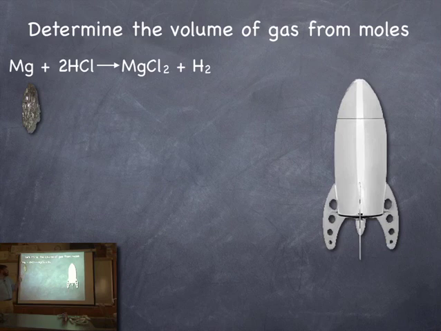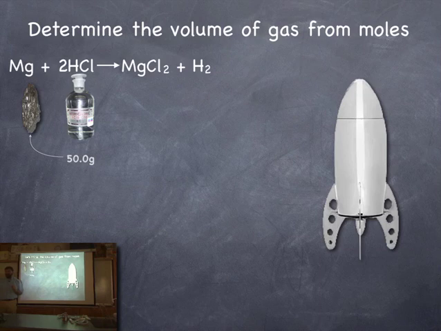So we're going to take a chunk of magnesium and mix it. Let's say we have 50 grams of magnesium, and we're going to mix it with excess hydrochloric acid. Excess means more than enough. In other words, what's my limiting reactant? The magnesium is the limiting reactant. Hydrochloric acid will be in excess. We'll have more than enough hydrochloric acid.